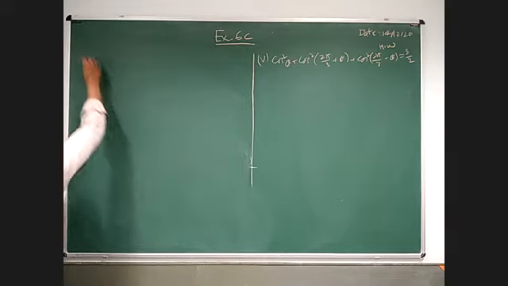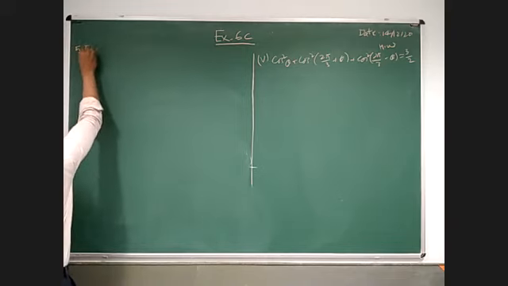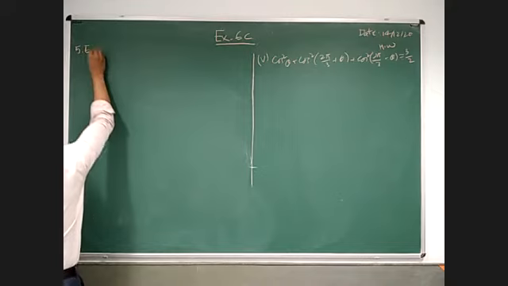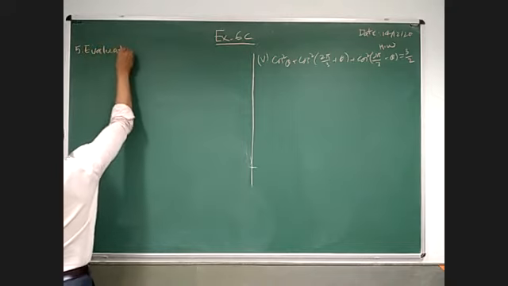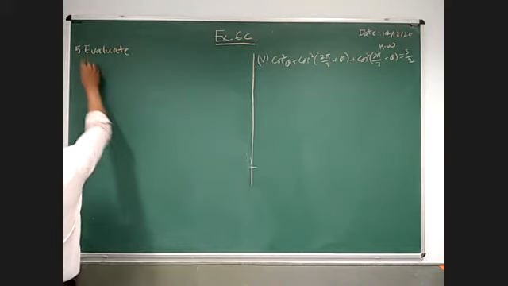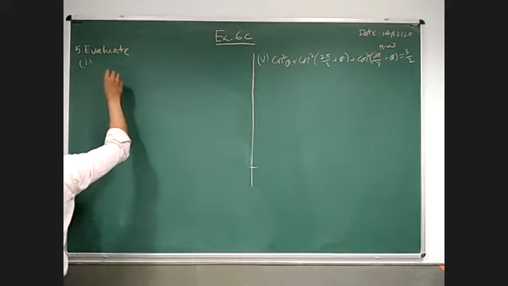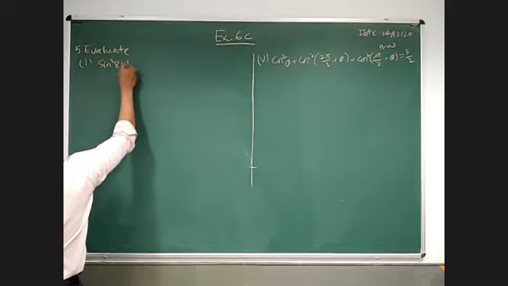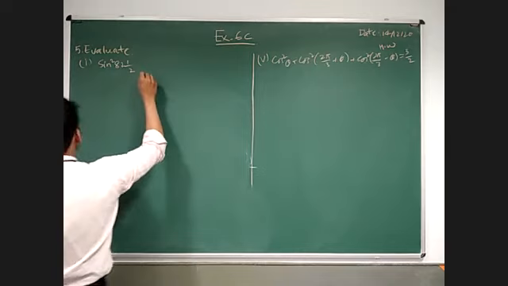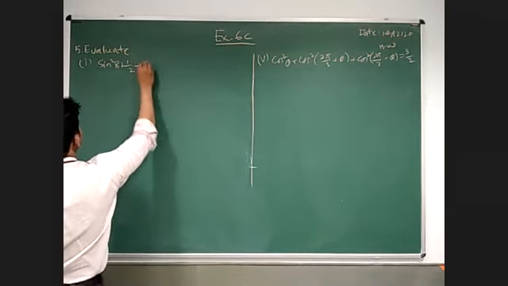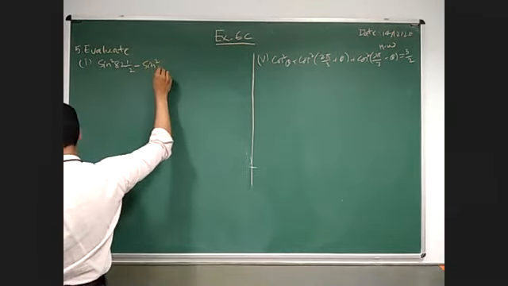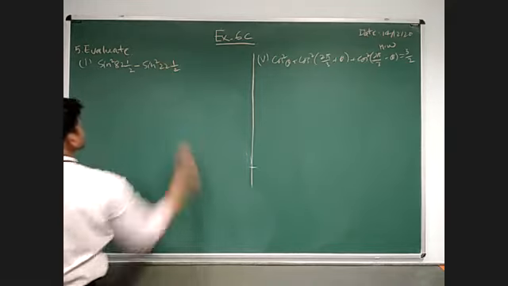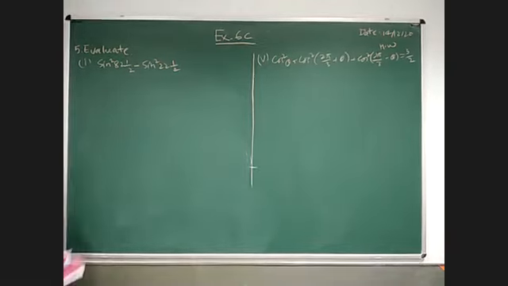Evaluate. The fifth question is, evaluate. The first thing is sine square 180 half minus sine square 22 half. So this is the question. This is the question we have to evaluate.